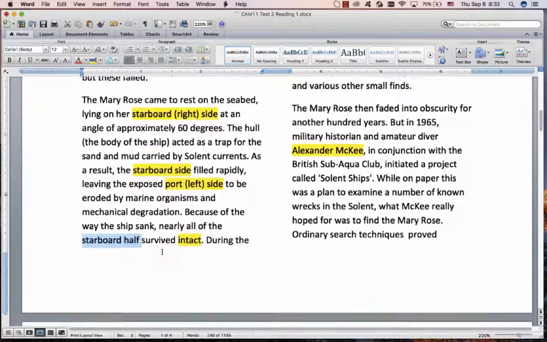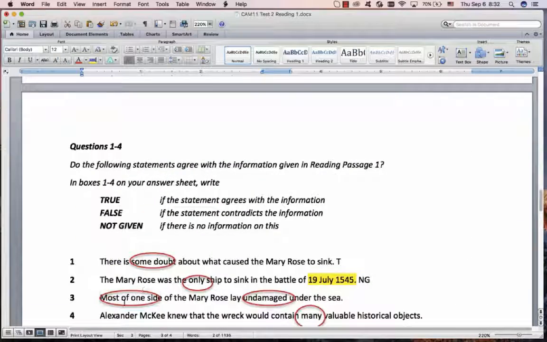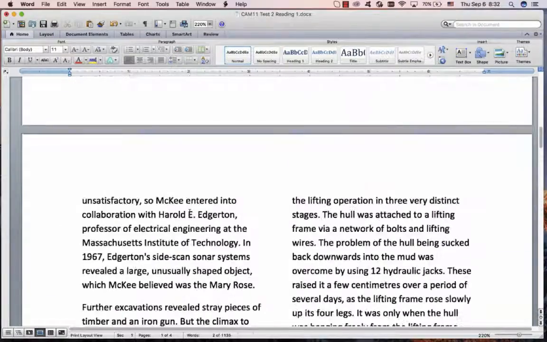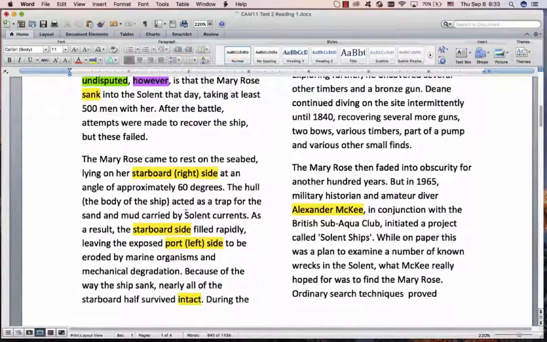That's starboard side. Most of one side. One side, starboard side. Is it most? Intact is undamaged. So they're going to be testing this most. Was it most? Or was it all? Or was it none? Or was it some? And they say nearly all. So that's what this question is testing. It's a comparison between nearly all and most. Do you think nearly all and most are the same?